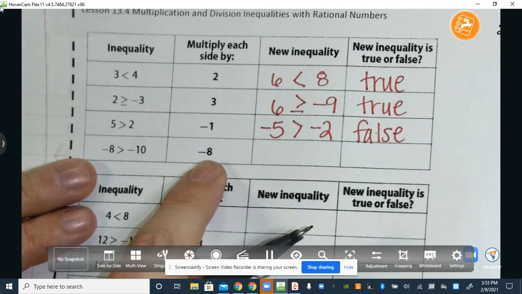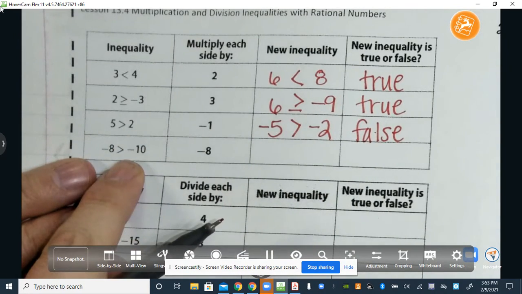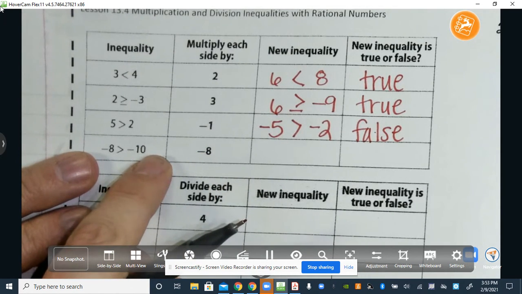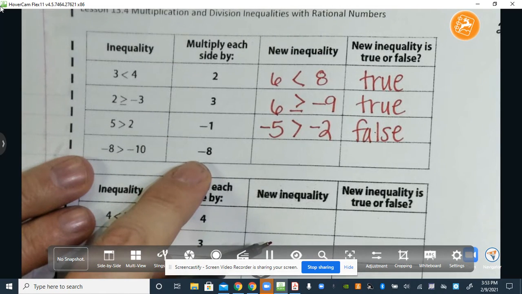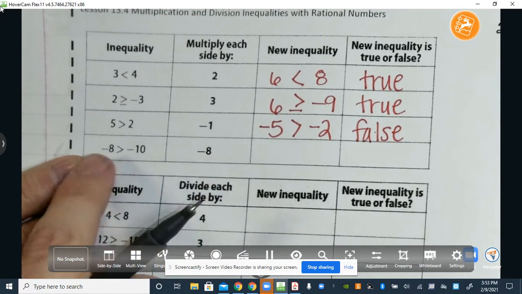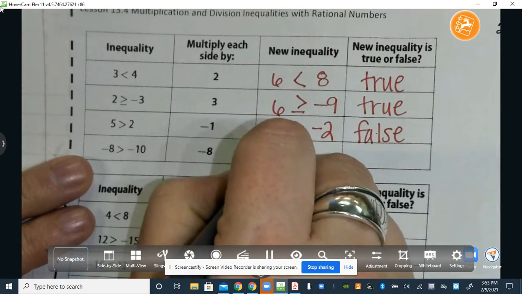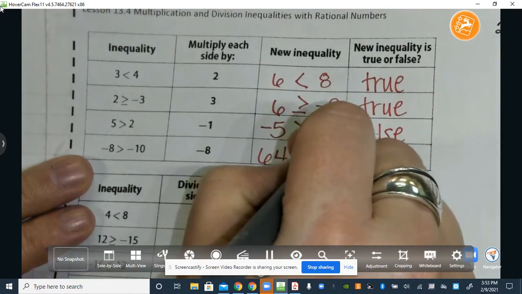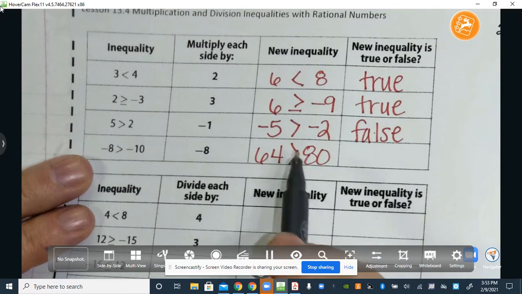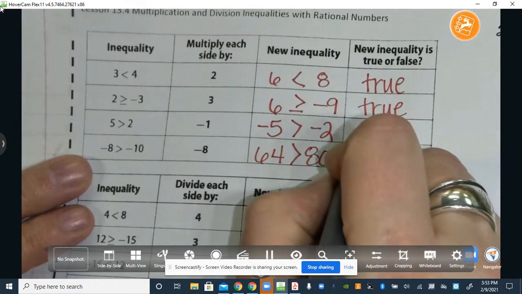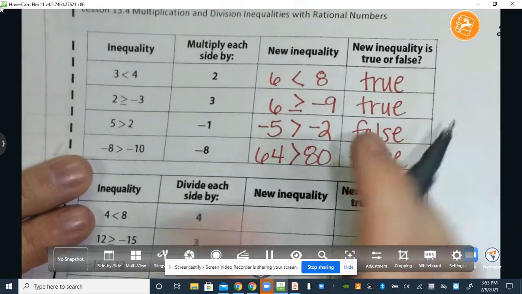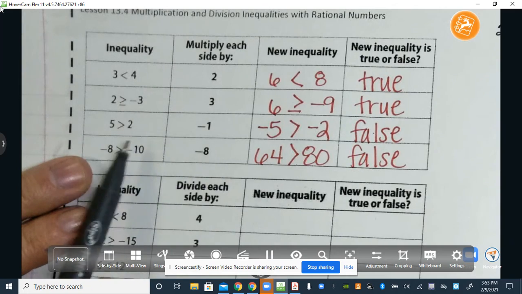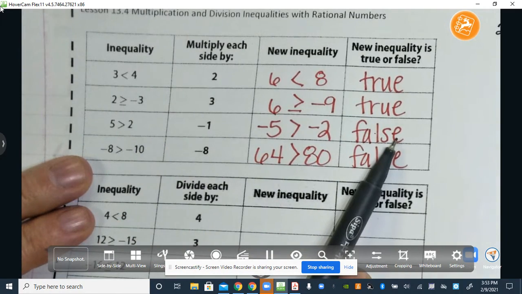Okay, let's look at this next one. So maybe that was just with positives. Let's check out these negatives. So negative 8 is greater than negative 10. Well, that's a true statement. Well, let's multiply each side by negative 8. So negative 8 times negative 8 gives me a positive 64. Is that greater than negative 8 times negative 10, which gives me 80? Well, no. 80 is always bigger than 64. So this is a false statement. So do you see how multiplying inequalities with a negative, my inequality doesn't remain true, it becomes false.